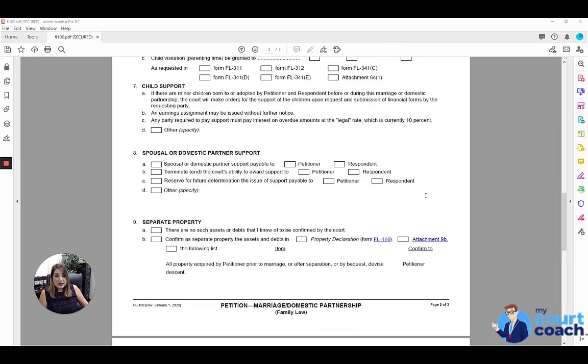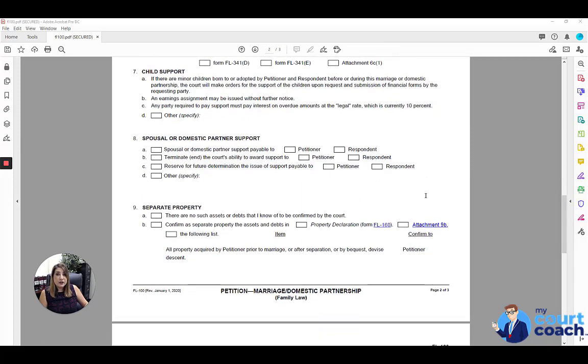In 9, this is asking for you to list your separate property. Again, separate property is, and I wrote the definition here, anything acquired prior to marriage, after separation, or by bequest, devise, or descent. Those are all fancy words for inheritance or gift. If there are no separate property assets, then mark 9A.